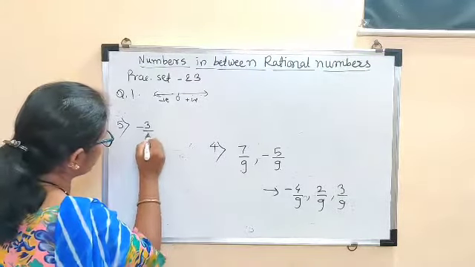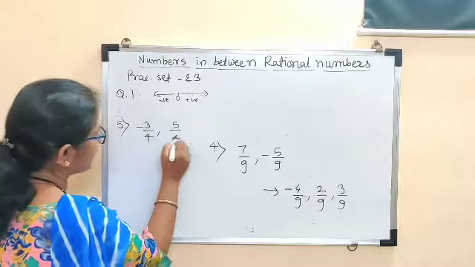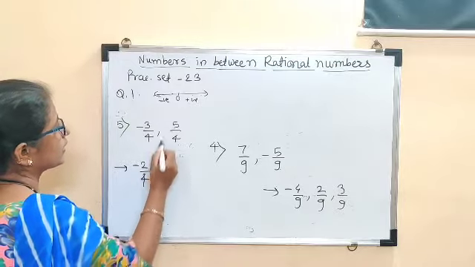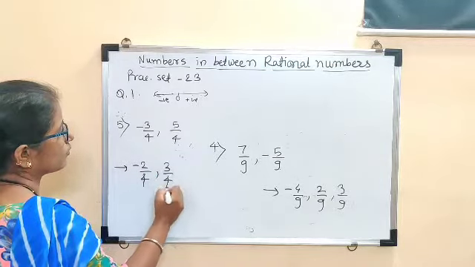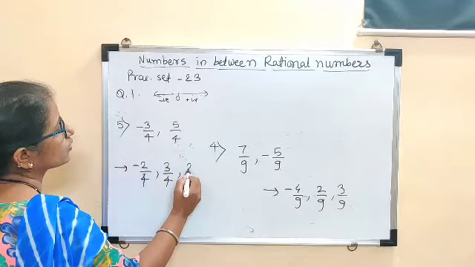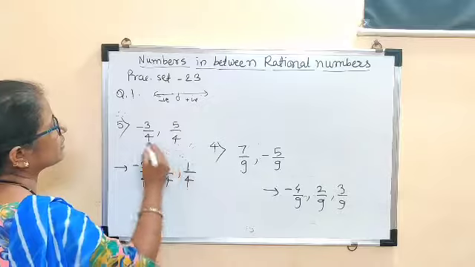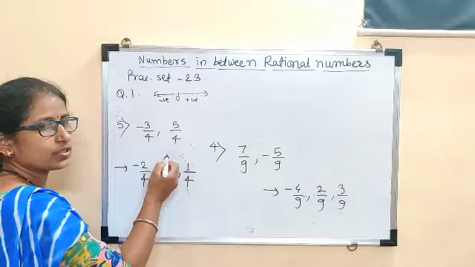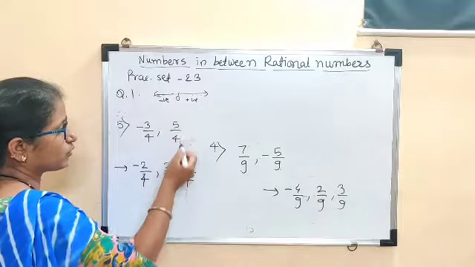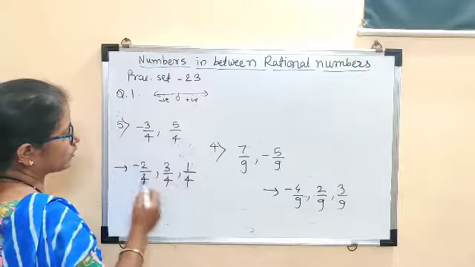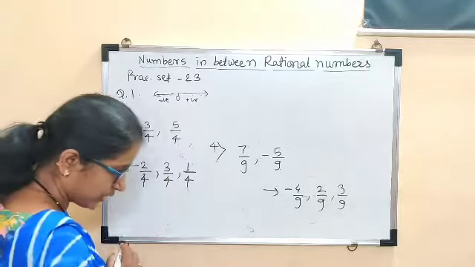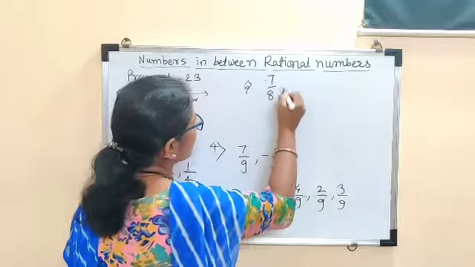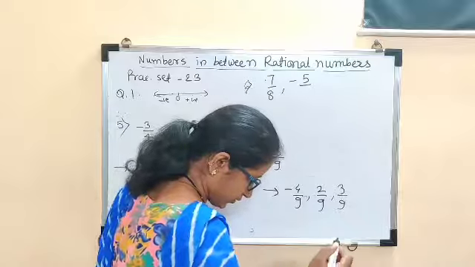Minus 3 upon 4, 5 upon 4. The denominators are the same. So minus 3, minus 2 upon 4, then 3 upon 4, then 1 upon 4. In between there are many. Next comes minus 2 upon 4, then minus 1 upon 4, then 0, then 1 upon 4, 2 upon 4, 3 upon 4. I have taken only 3 of those because the question asks for only 3 numbers. Now sixth one. 7 upon 8 and minus 5 upon 3.